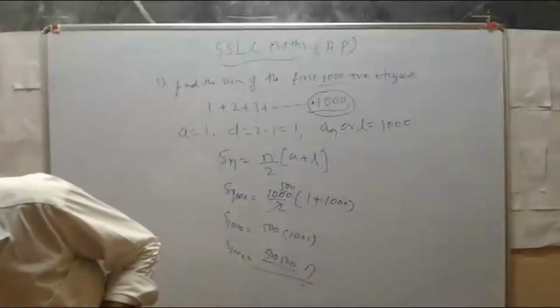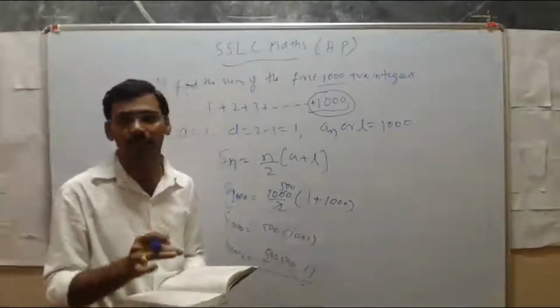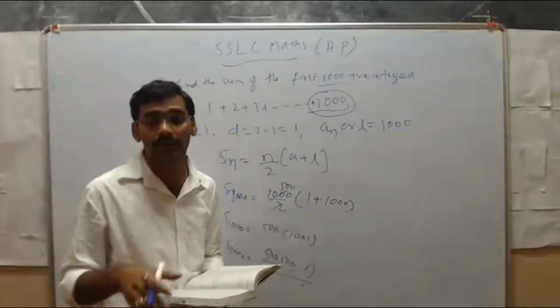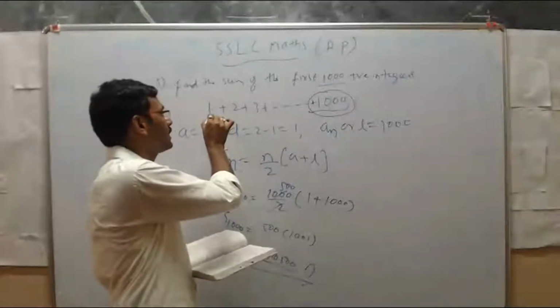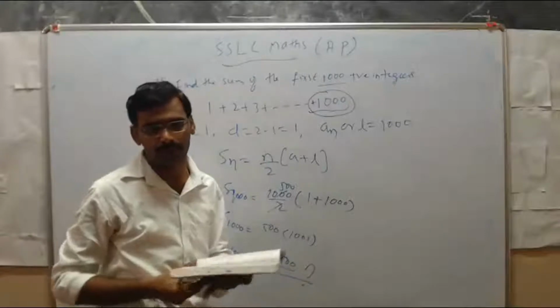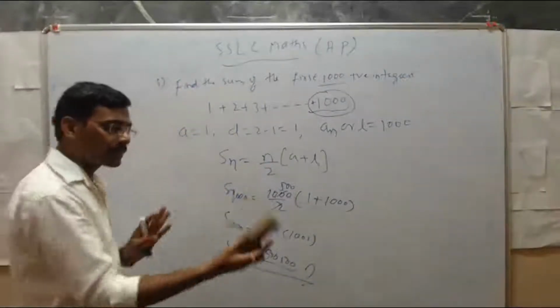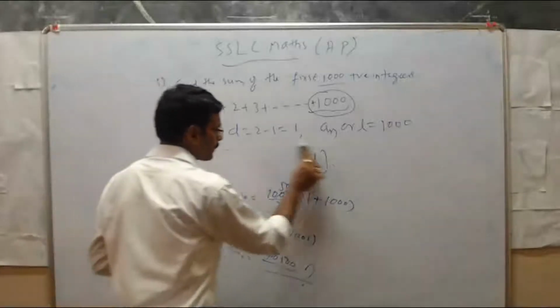The sum of the first 1000 positive integers. The first 1000 positive integers means the first term is 1, the second term is 2, the third term is 3, like this. Okay? Right. So how can we solve this with another formula also?